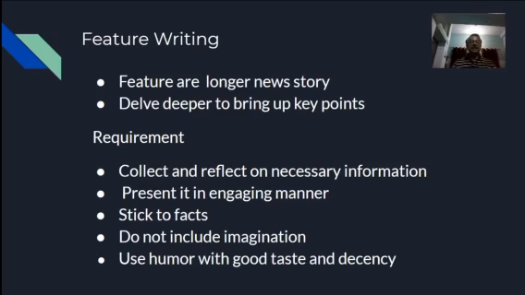Now we will talk about feature writing. Features are basically longer news stories. And when we are talking about longer news stories, as we say, there are some conclusions communicated at the end of the stories. It will have, of course, the introduction and a body that will cover the details based on the information that is collected. The reporter, whoever is writing the story, will decide how to put that information in an engaging manner, and of course, this again will have no scope for imagination and your biases to be included.